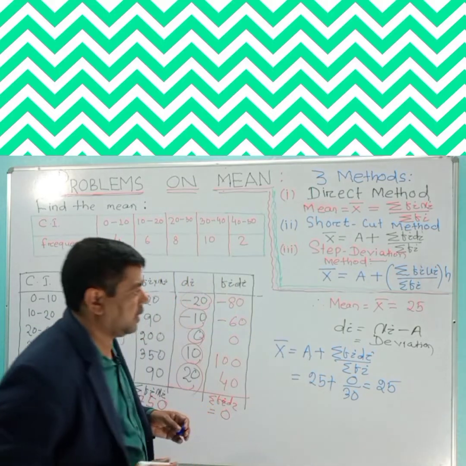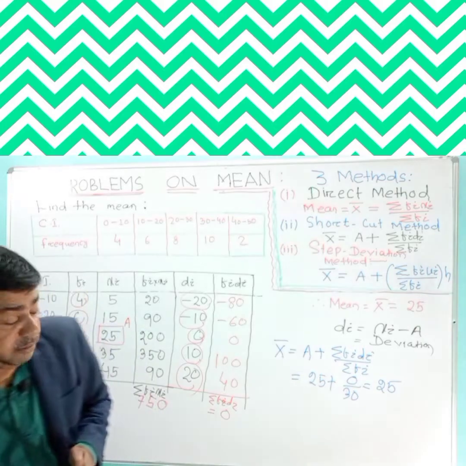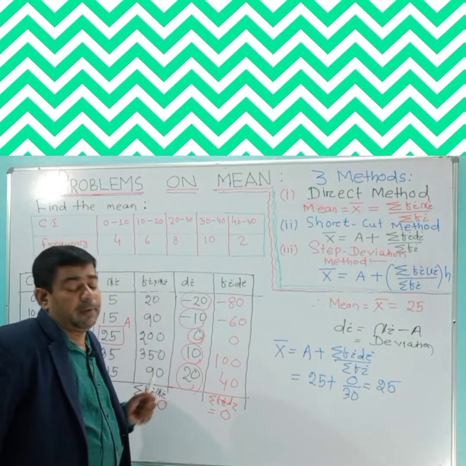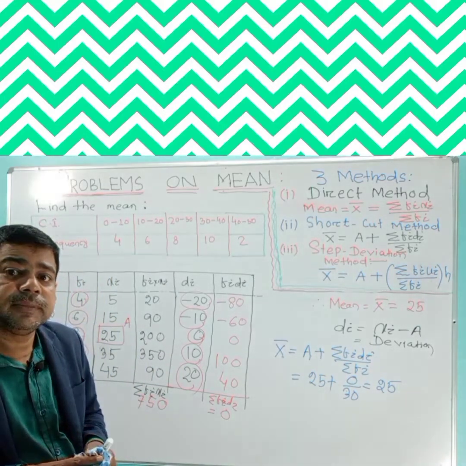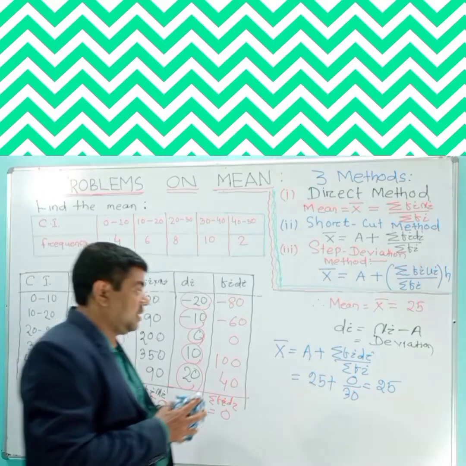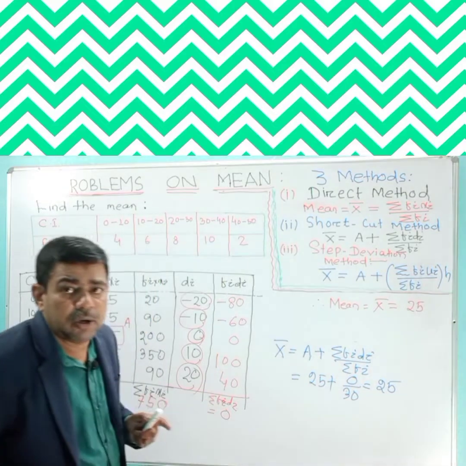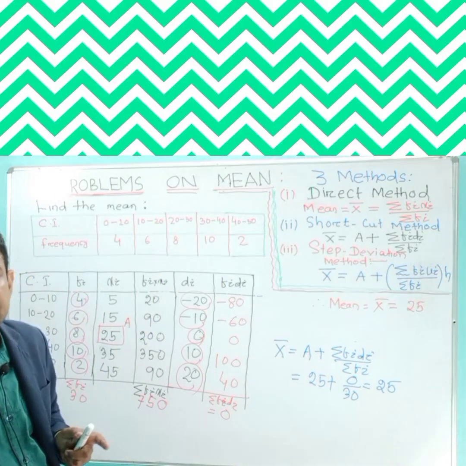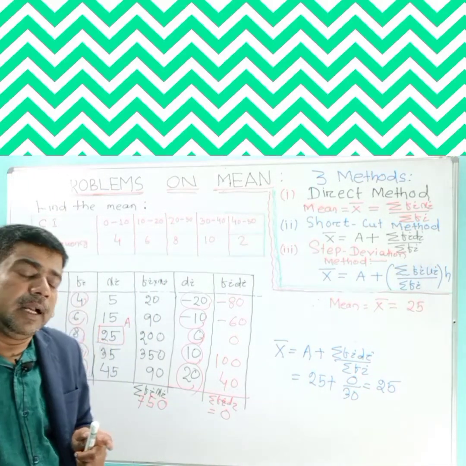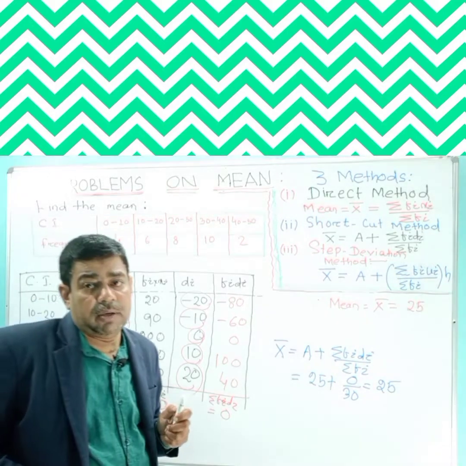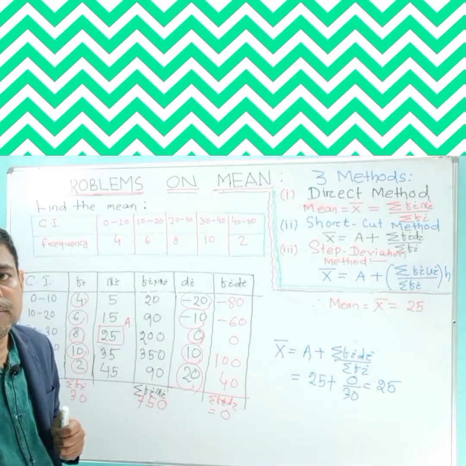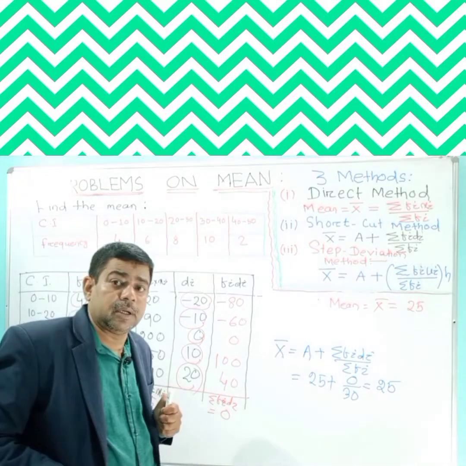Here also in the second method we got the mean value also coming the same. Understand? Okay, let's see. So in the second method you will get the mean value also the same, 25. Is it clear? And this is the shortcut method, and we are going to find out the mean of the frequency table. Okay, understand?